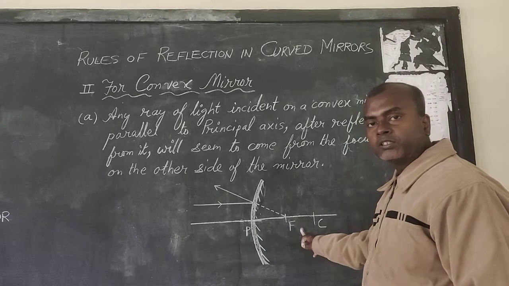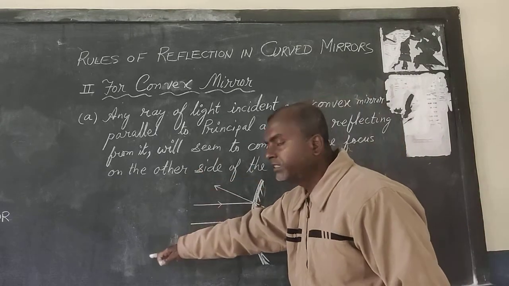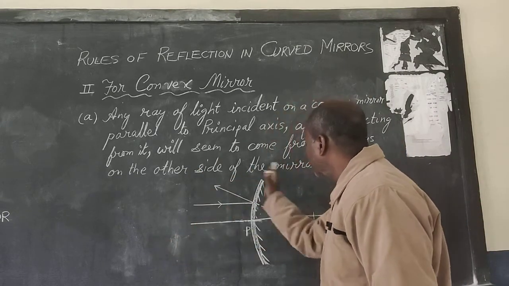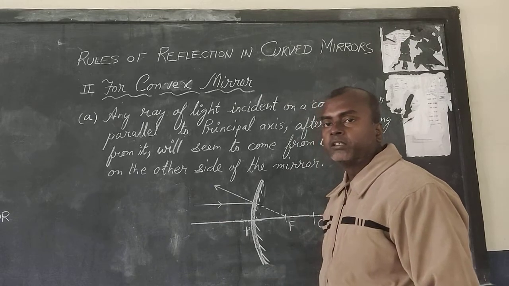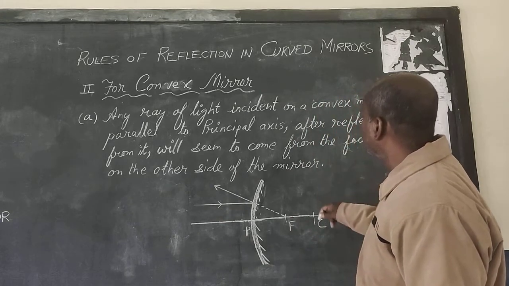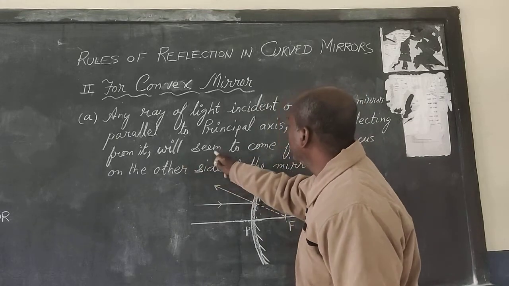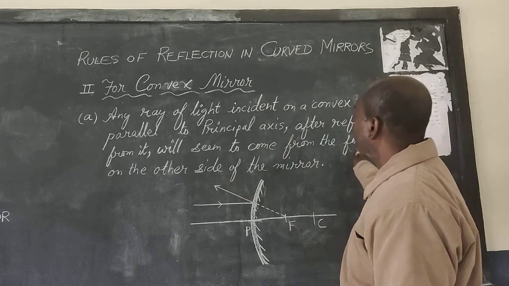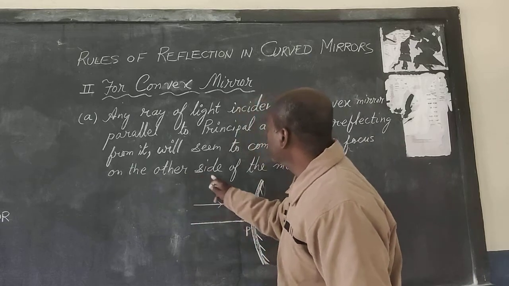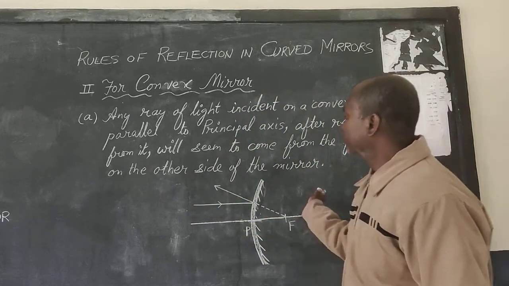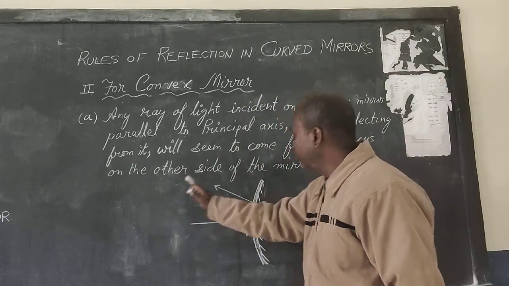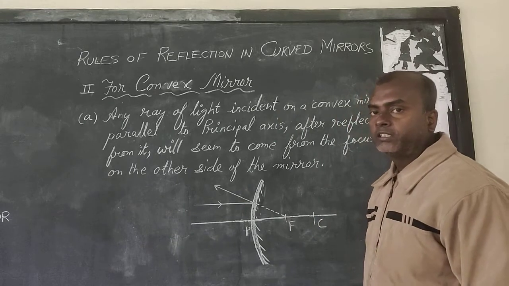Now where is this focus? Our reflecting surface is on the left side. So focus is right on the opposite, the right side. That's why it is written over here that the reflected ray will seem to come from the focus. Where is the focus? On the other side of the mirror. Okay, reflecting surface is on the left side, focus is on the right side.